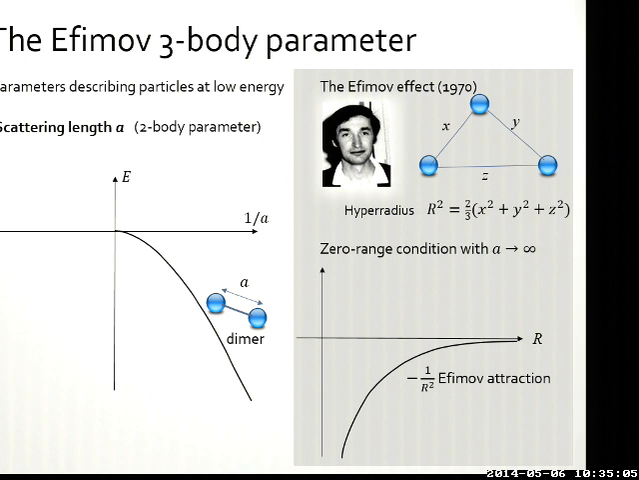But Vitaly Efimov found in the 1970s that if you have three particles, there appears an effective three-body attraction between the three particles, which scales like 1 over r squared, where r is this hyperradius defined this way. That's the kind of global size of the three-particle system. As a consequence, this attraction tends to make the system collapse. One has to introduce a three-body boundary condition here in order to regularize the problem. And this introduces a new length scale in the problem, referred to as the three-body parameter.